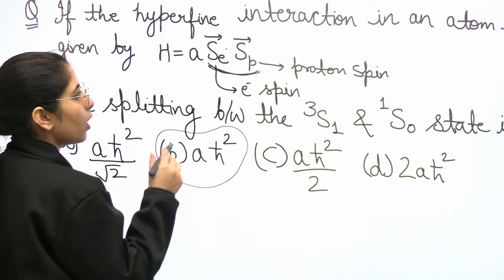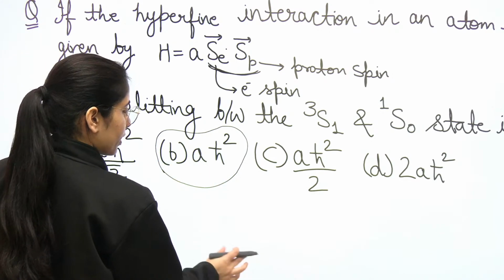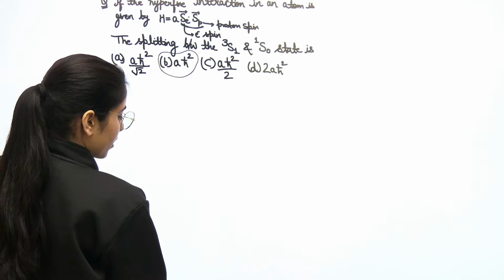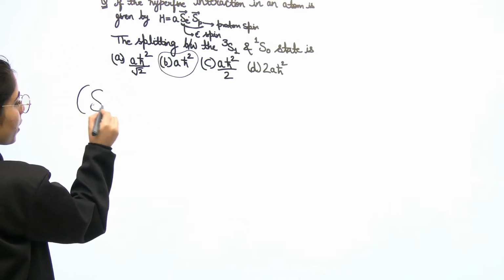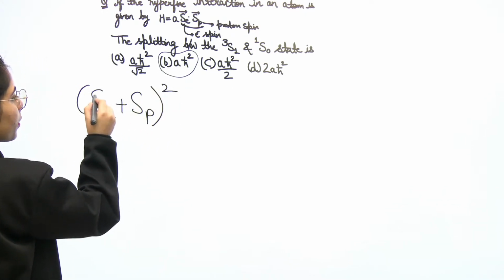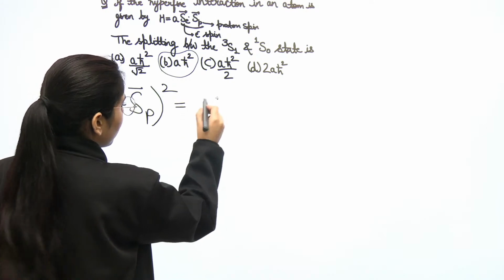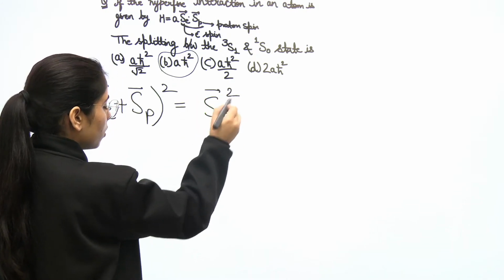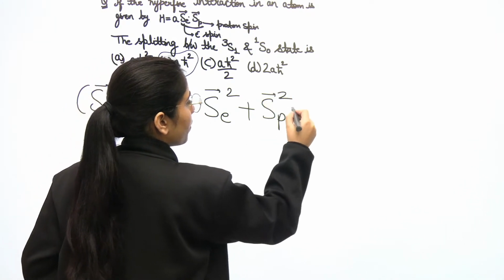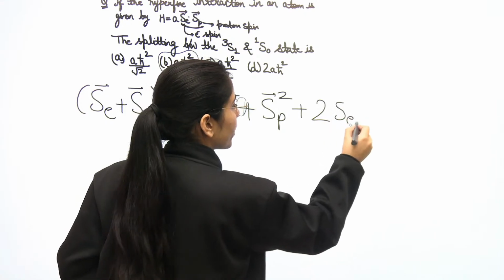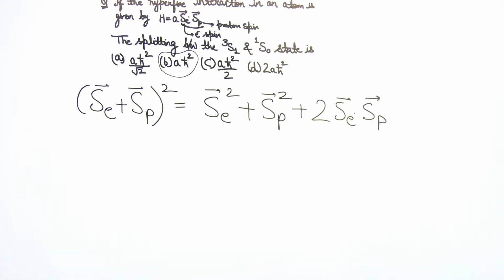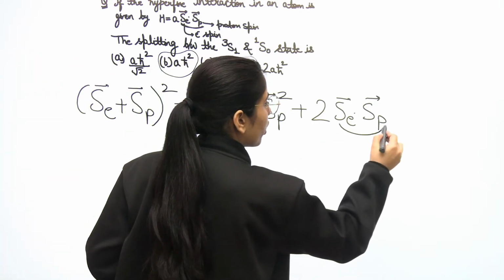We know that when we write Se plus Sp, whole square, what will it be? It will be a square plus b square plus 2ab, so Se square plus Sp square plus 2 Se dot Sp. Now, from here you can get the idea about this Se dot Sp term.